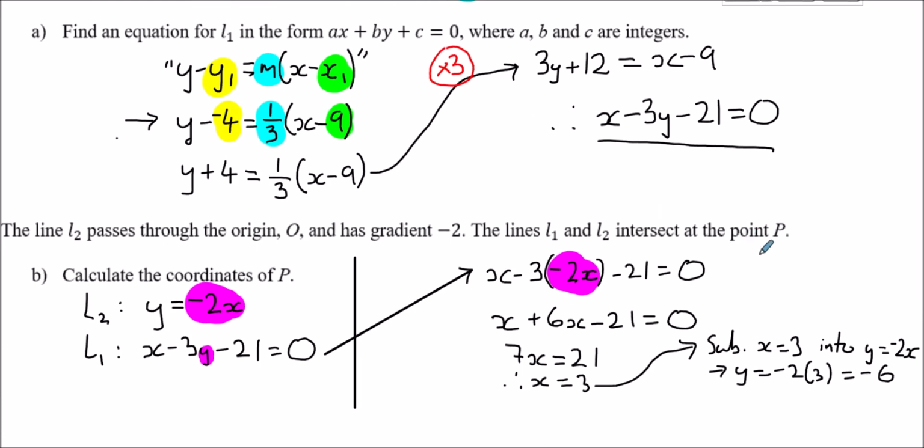So we know that the point of intersection now at P must be when x is 3 and y is minus 6. And that's all there is to do. We've worked out the coordinates of P, so the question's complete.